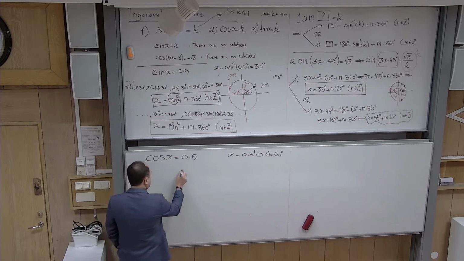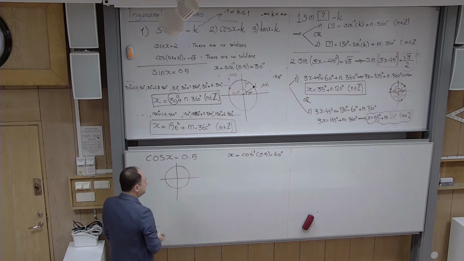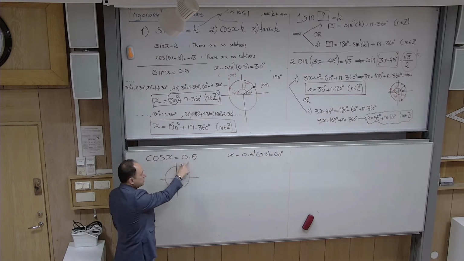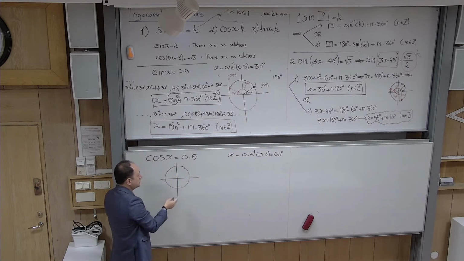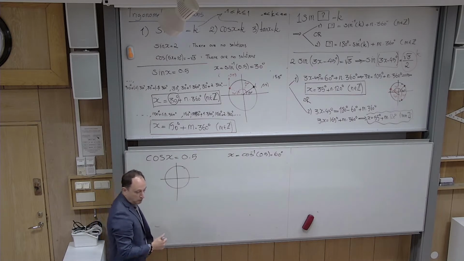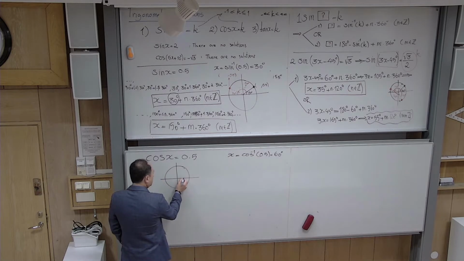But here we want to find all of them. So again, we have to analyze the problem in the unit circle. Cosine is related to the x-coordinate. When I want to make cosine 0.5, it means that I am interested in those points on the unit circle whose x-coordinate is 0.5. So how many of those points can I get? Here is 0.5 on the x-axis, but I don't want it on the x-axis, I want it on the unit circle.